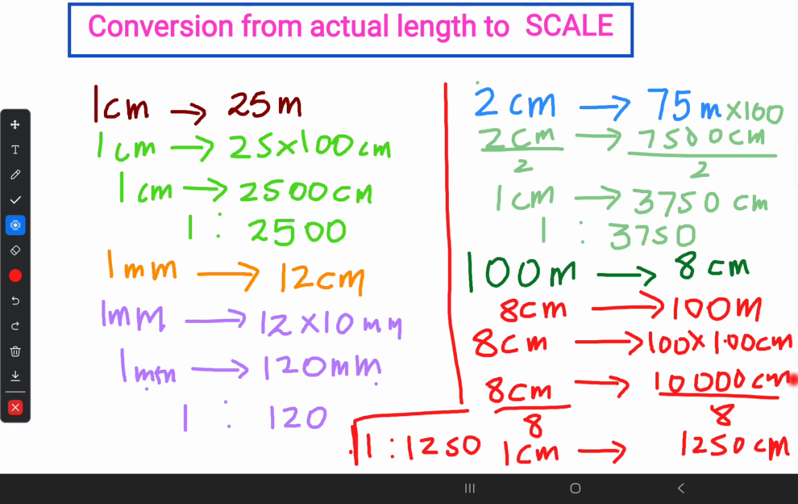Here also one additional step. We need for 1 centimeter how much? Divide both sides by 8. It would be 1 centimeter is 1250 centimeters. Finally, the scale is 1 is to 1250.